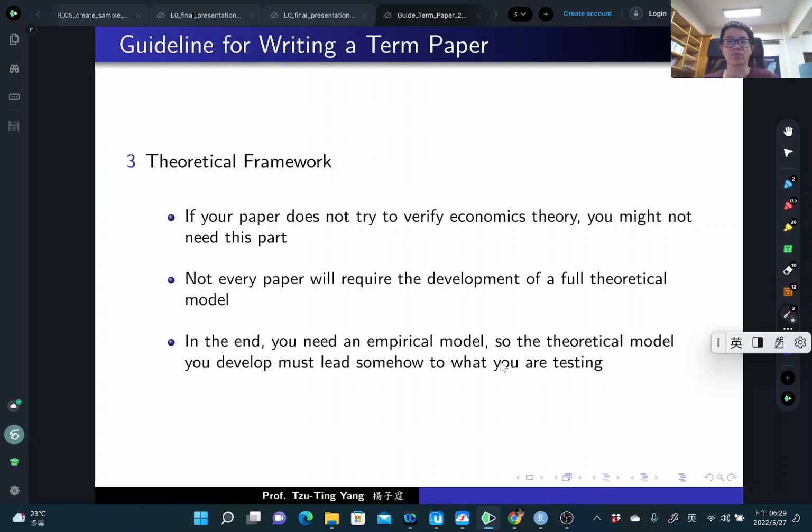And a theoretical framework is also not necessary, but maybe some of your classmates' term papers try to verify some economic theory, and they might need this part. So you can briefly discuss theoretically how we think about these questions, and how this theoretical framework links with your empirical strategy or empirical setting.